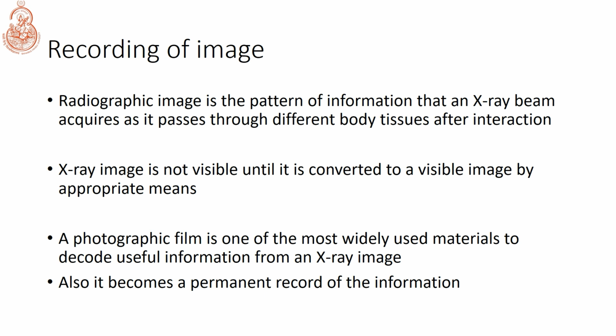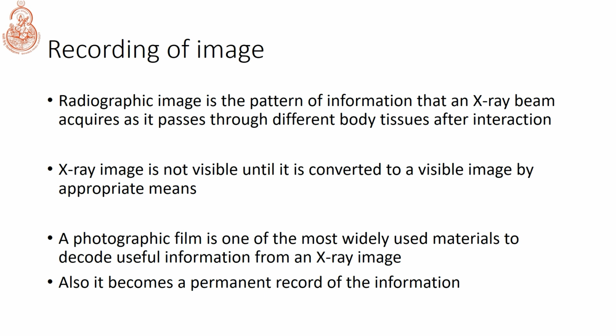The X-ray image is not visible until it is converted to a visible image by appropriate means. A photographic film is one of the most widely used materials to decode useful information from an X-ray image. Also, once it becomes a useful X-ray image, it is going to be a permanent record of information.